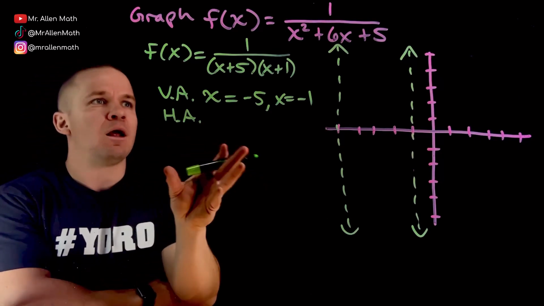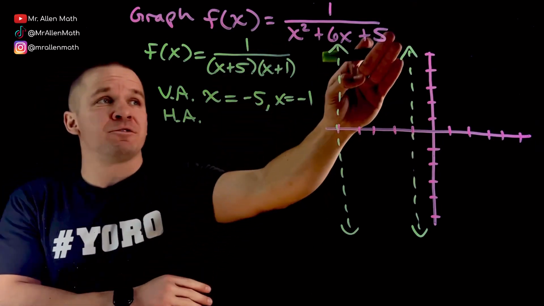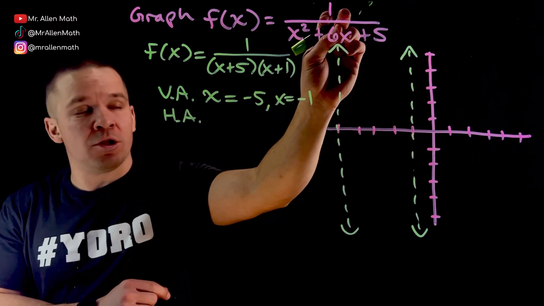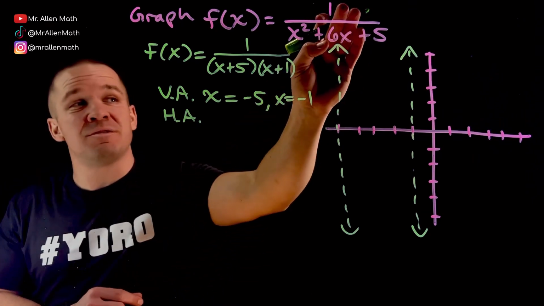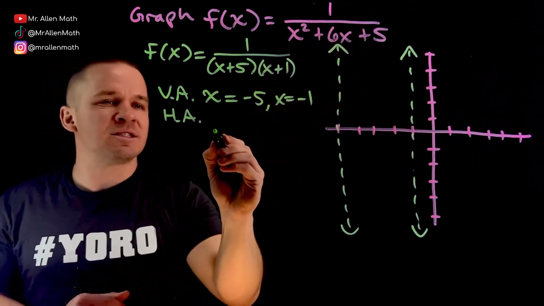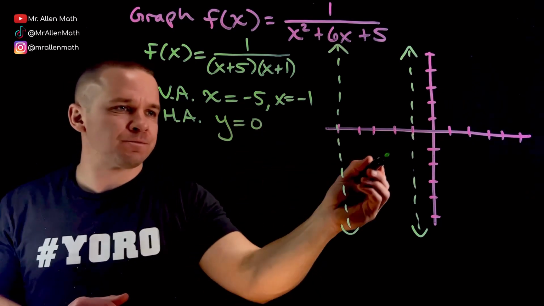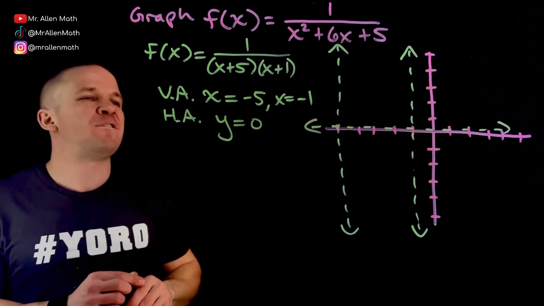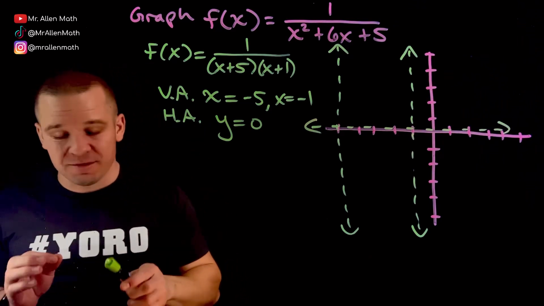Since this one doesn't move up or down, there's nothing added or subtracted out here, and since the degree of my numerator is smaller than the degree of my denominator, it's a degree of 0 up here and a degree of 2 right here, so it's going to be y equals 0. I'll go ahead and dash that up. We've got ourselves a nice graph here.